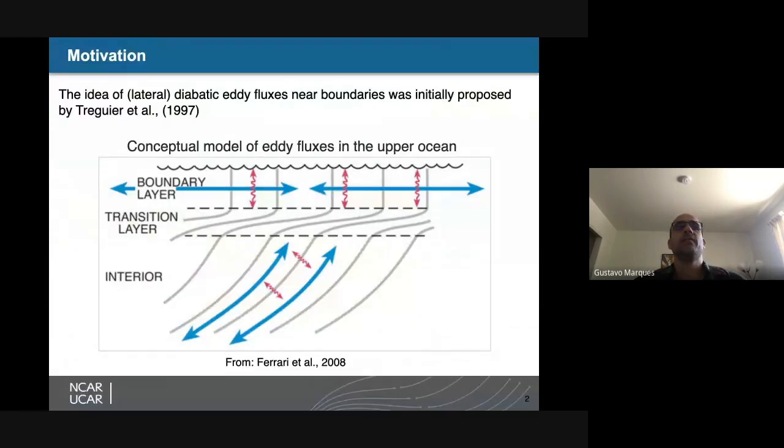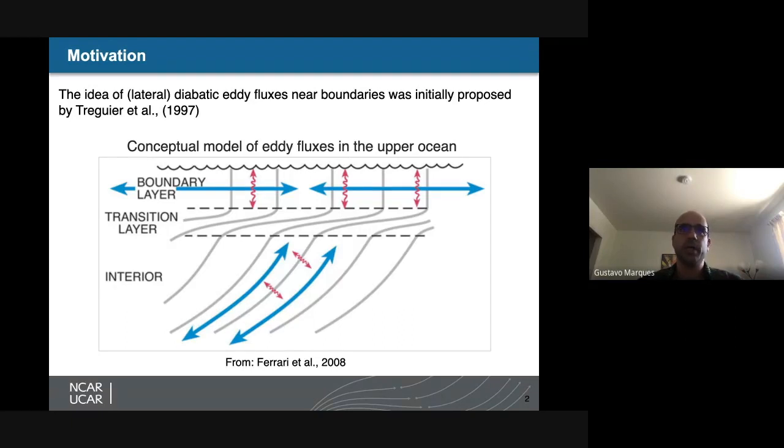The motivation comes from this idea of lateral diabatic eddy fluxes near the boundary, which was put forth by Treguier et al. in 1997. Thanks to Steve Griffies for pointing that out to me. And then later on, Ferrari et al. applied that concept, and what they did is shown in this conceptual model of eddy fluxes in the open ocean.